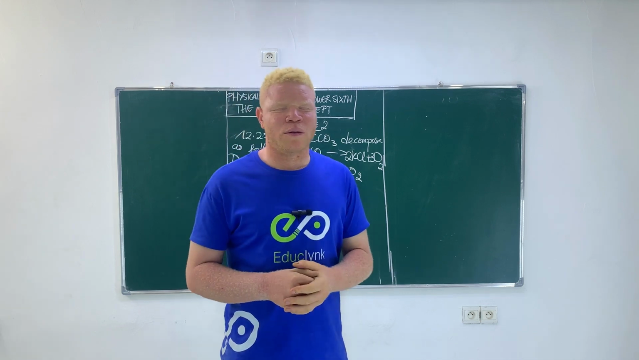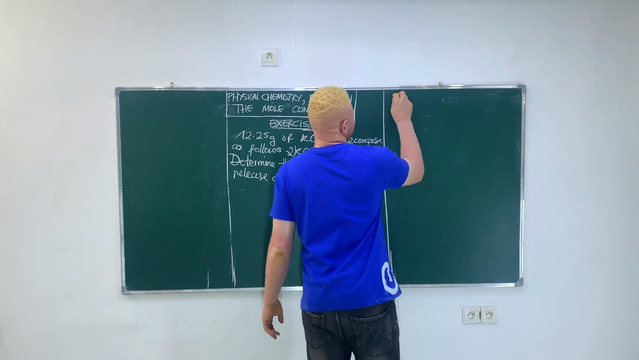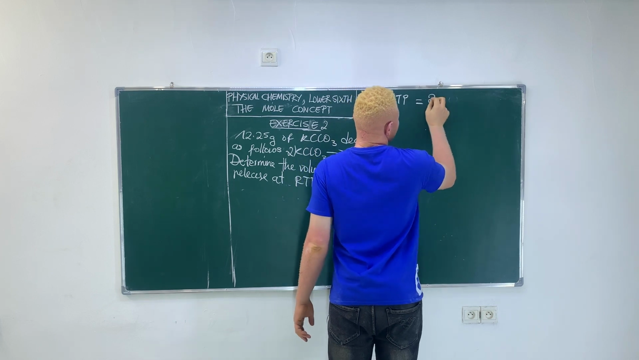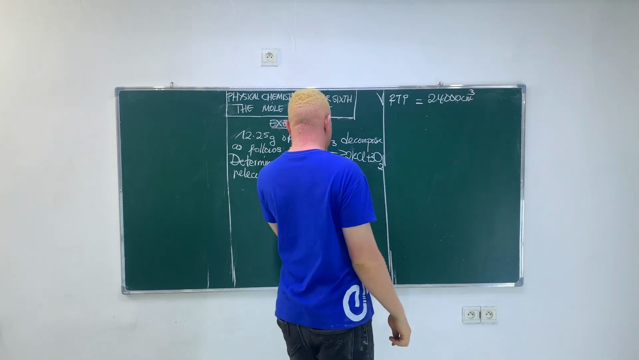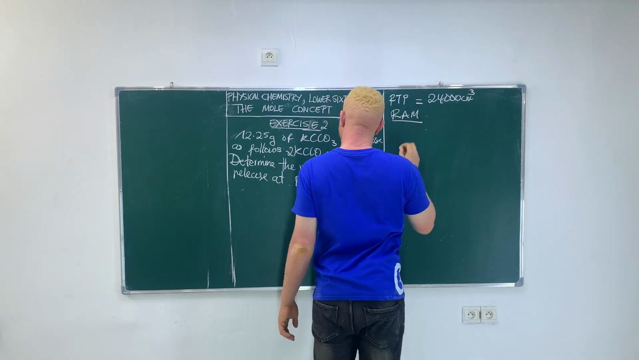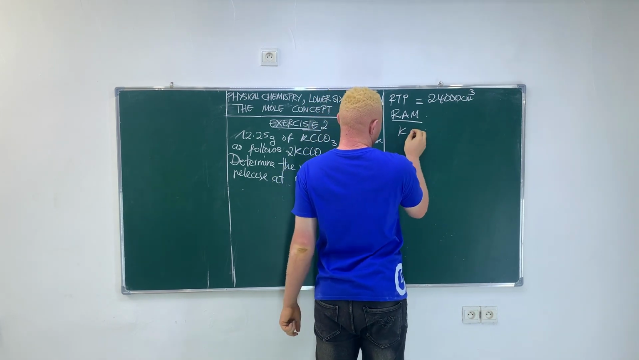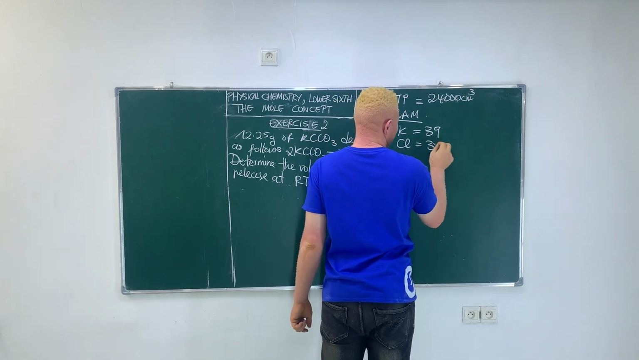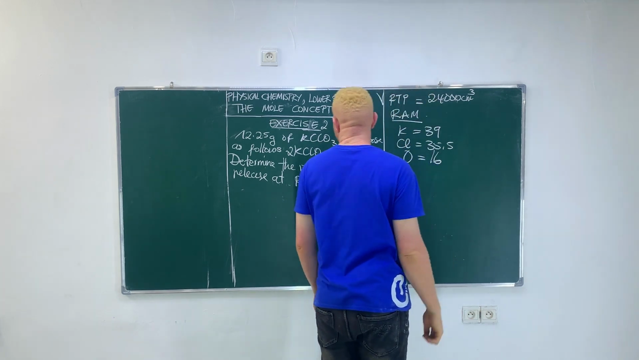RTP here means room temperature and pressure. So in solving this, you are going to take volume at RTP equals 24,000 cm cube. Volume at RTP is 24,000 cm cube. RAM: take the RAM of potassium, which is 39, chlorine to be 35.5, and oxygen to be 16.